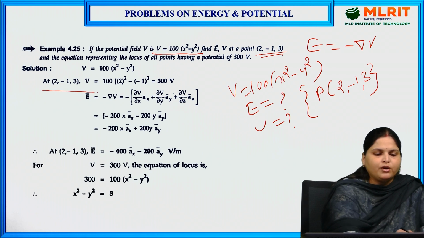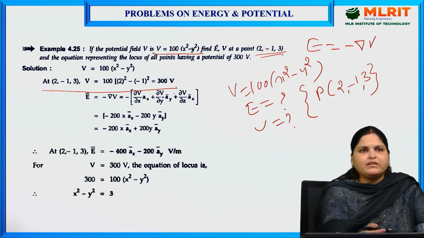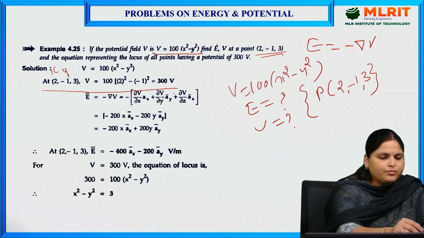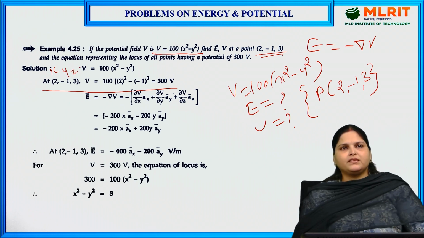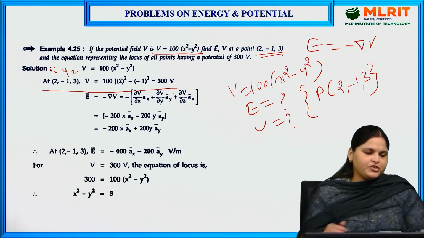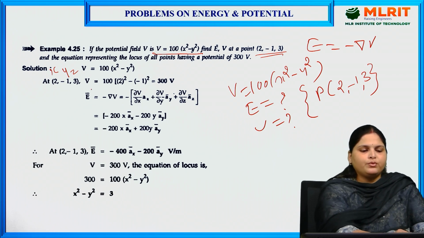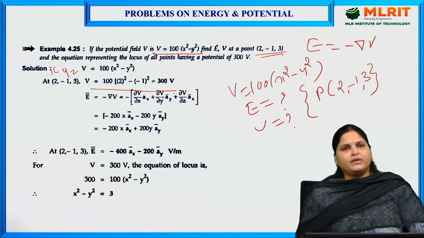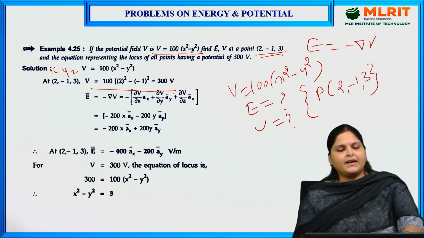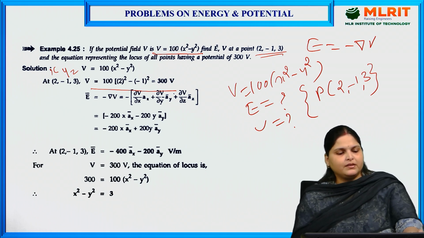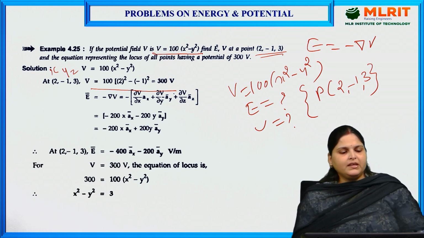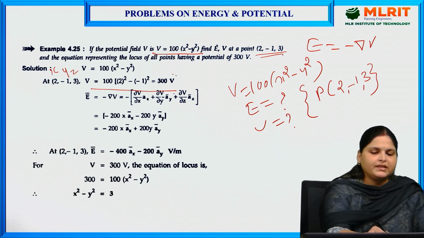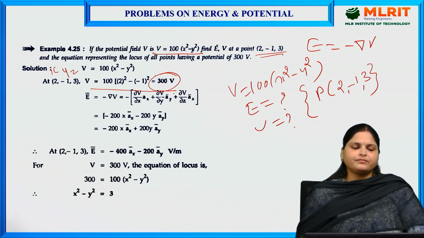First we will find out V. V equation is given, so directly we can put x is equals to 2, y is equals to minus 1 and z is equals to 3 in this equation, and this equation will become V is equals to 100 into 2 square minus 1 square. Okay, so here inside we will get 4 minus 1, which is 3, and this will be 300, right? So V is 300 volts.